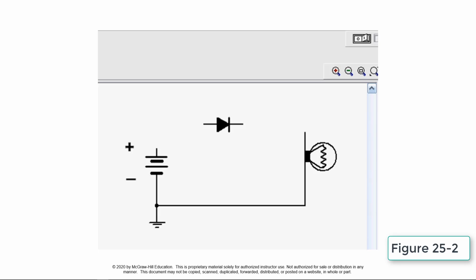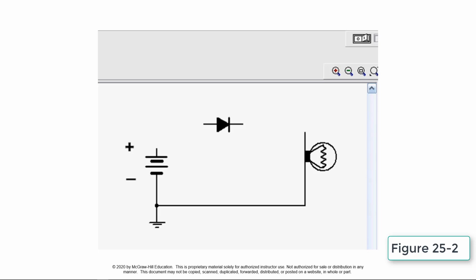This circuit simulates the forward and reverse biasing of a diode. A diode will either allow or prevent current through the lamp, depending on the polarity of the applied voltage across it. When the polarity of the battery is such that electrons are allowed to flow through the diode, it is said to be forward biased.